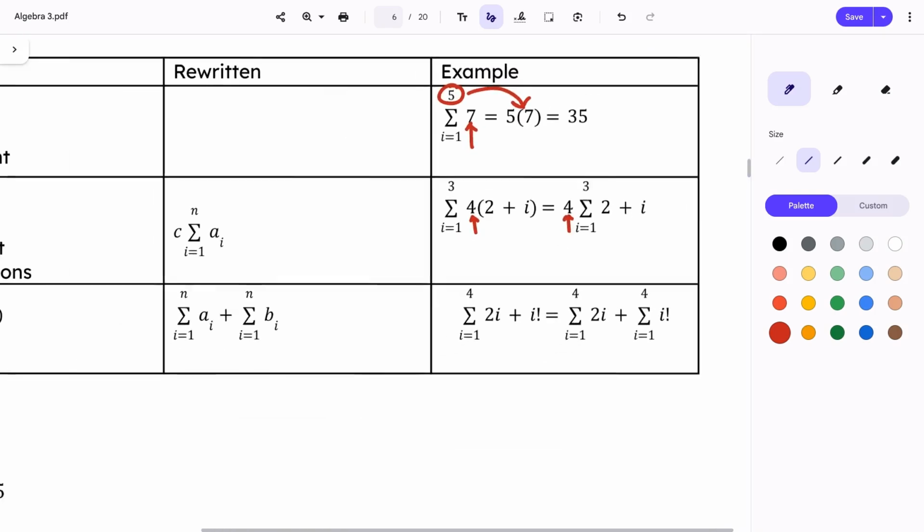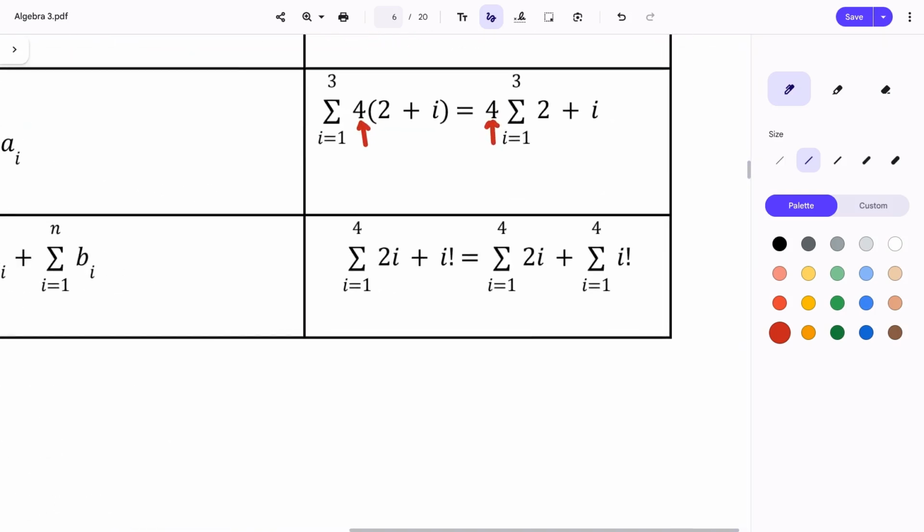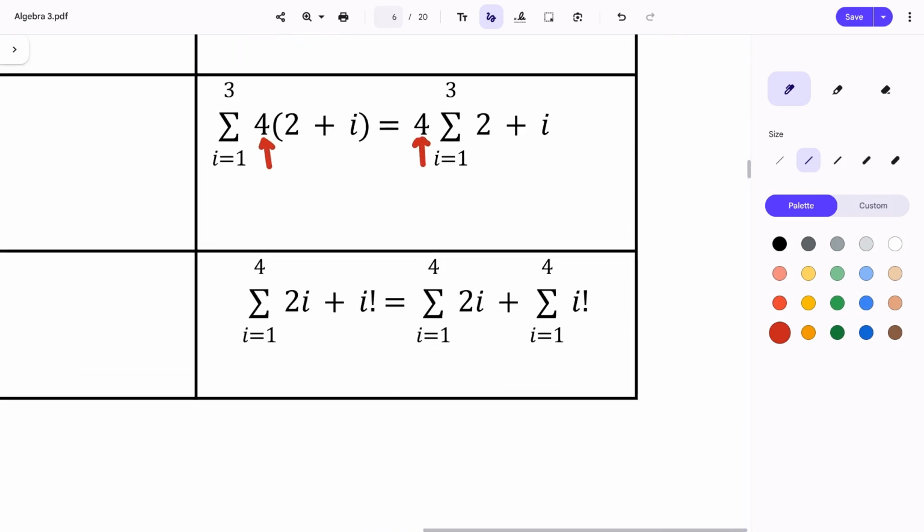And then the last one is if you have a sum and the quantities on the inside are separated by plus or minus signs, you can actually split them apart and evaluate their sums separately as well. So over here on the example, we start with 2i plus i factorial. Because you're using the same summation for both of those, they're splitting it apart. They're saying, instead, I'm just going to do 2i first and focus on that series. And then I'm going to do i factorial and focus on that series. And then I would end up adding the two answers together. You don't have to work with them this way.